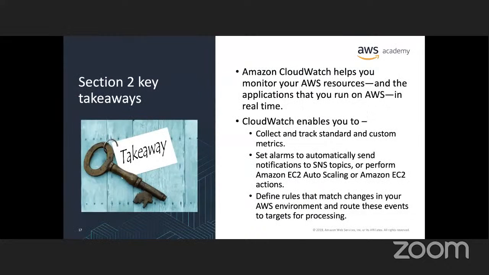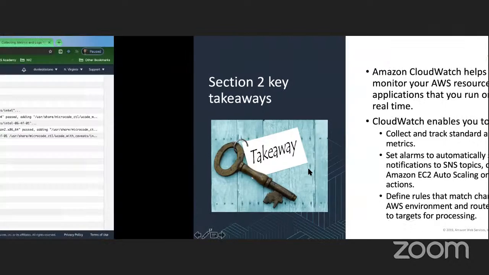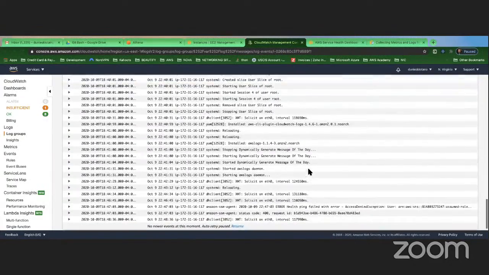Now, Amazon CloudWatch helps you monitor your AWS resources and the applications that you run on AWS in real time. So CloudWatch enables you to collect and track standard and custom metrics, set alarms to automatically send notification to SNS, or perform EC2 auto scaling on Amazon EC2 instances. Define the rules that match changes in your AWS environment and route this event to targets for processing. Okay.